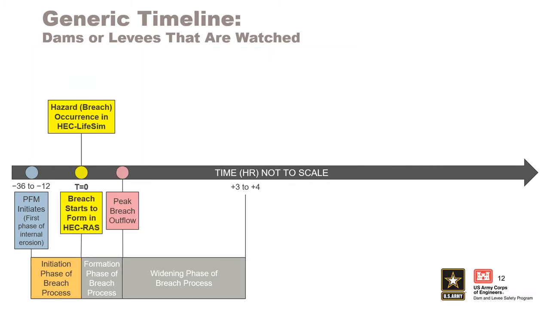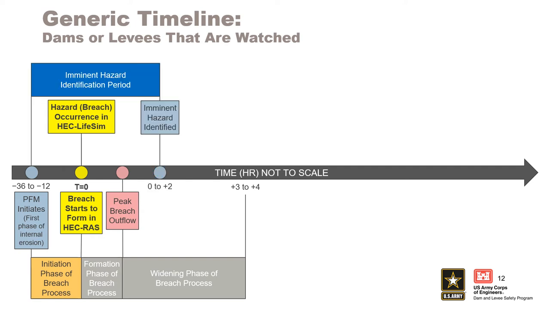This slide illustrates the difference in the timeline for an internal erosion failure mode for a dam or levee that is not watched, in other words, no eyes on the dam or levee. This often occurs for dams that are not staffed and the public is not nearby to detect a developing failure mode, or levees that are not being inspected or flood fought during an event. There is no intervention like the previous example.